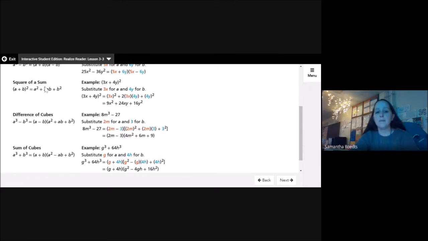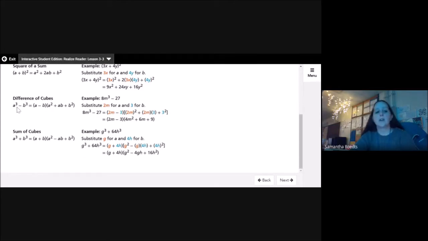The square of a sum. So (a plus b) squared is a squared plus 2ab plus b squared. If I have (3x plus 4y) squared, I take (3x) squared plus 2 times 3x times 4y plus (4y) squared. So (3x) squared is 9x squared. 2 times 3 times 4 is 24, x times y is xy, plus (4y) squared is 16y squared.